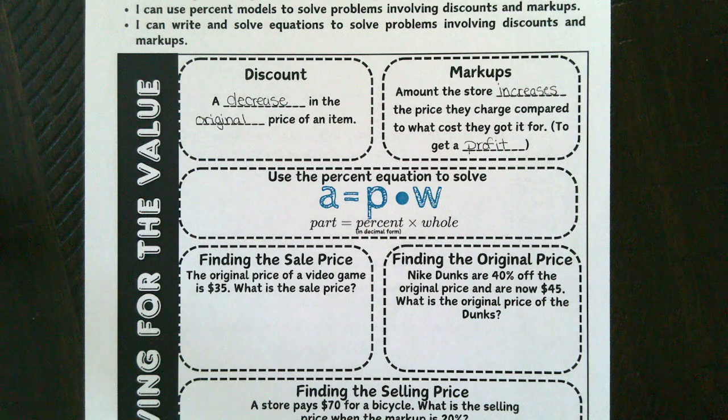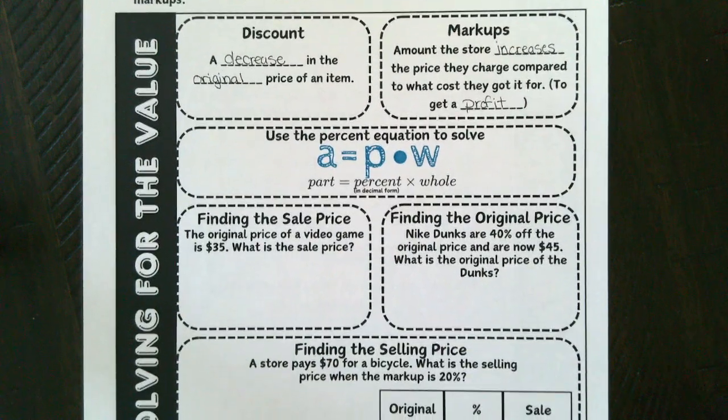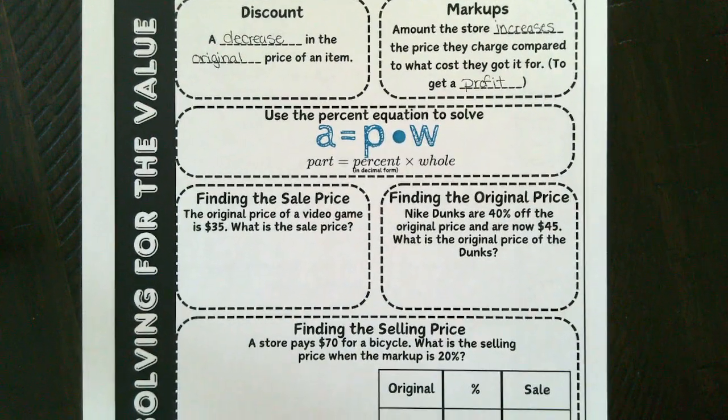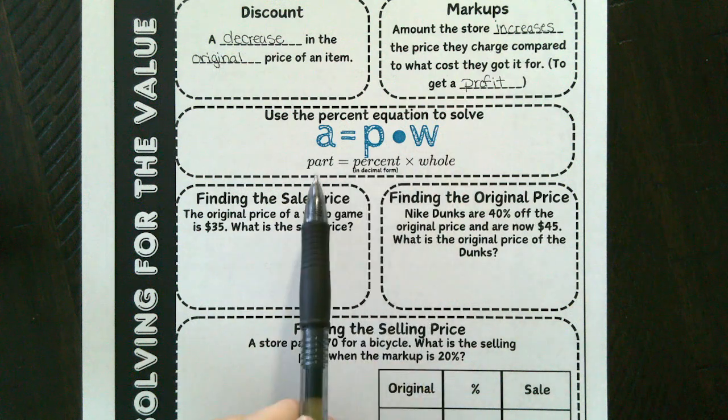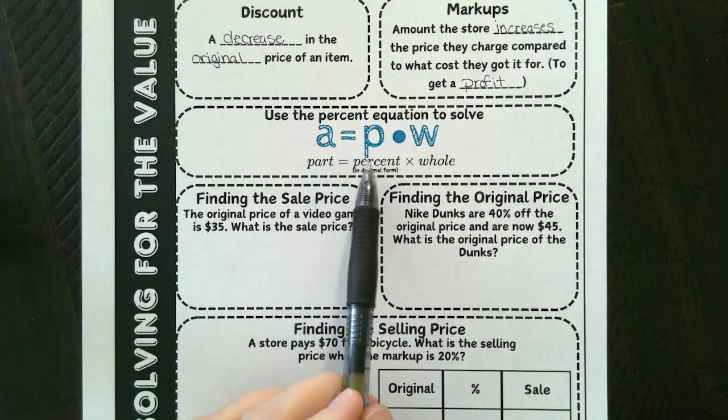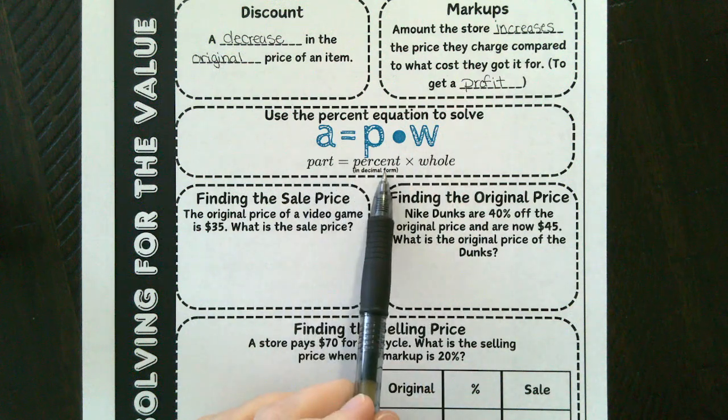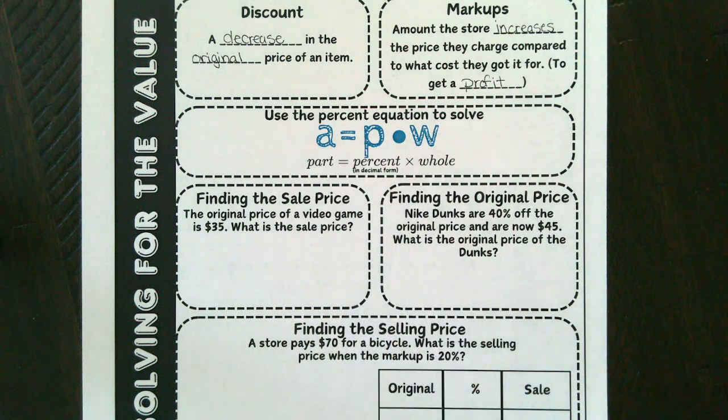So we're going to use the percent equation to solve our problems, and the percent equation is something we learned back in 6.3. So if this equation is confusing you, go back to your notes on 6.3 on the percent equation, and that will run through how we use it. So I use the variables A equals P times W to represent part equals our percent in decimal form times the whole. So let's look at a couple problems together.